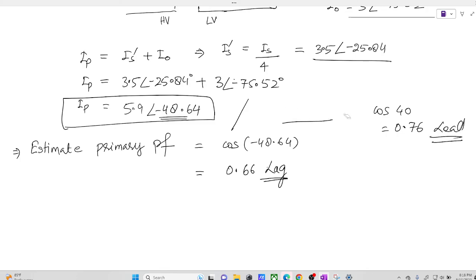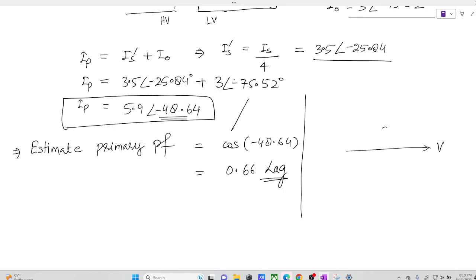Clear? So one of you was asking a couple of minutes ago. So when the angle is positive, you should give lead, no? Yes. If the angle is positive, it is lead. Okay. Yes, yes.